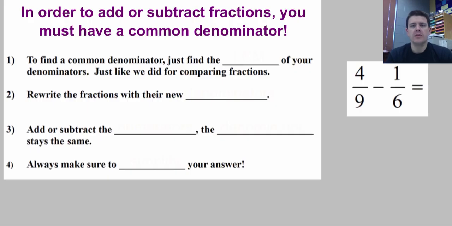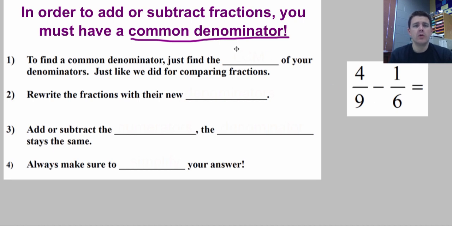We have a couple of steps that we need to do in order to add or subtract fractions. And the big piece is that in order to do it, they need to be broken up into the same size pieces, meaning we need to have a common denominator. Like in our example here, one of them is broken up into ninths, one of them is broken up into sixths. Those are not the same size pieces, so we can't just add or subtract them easily.